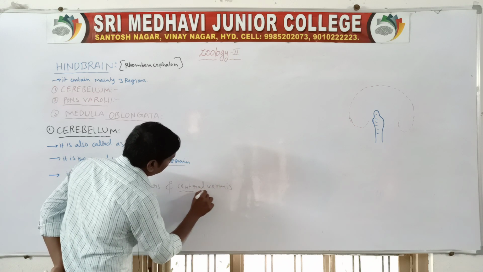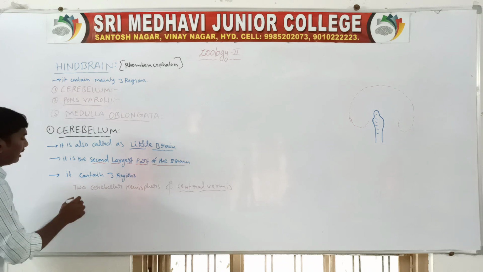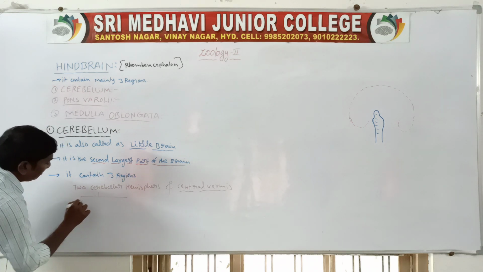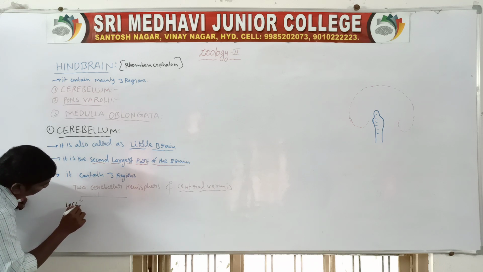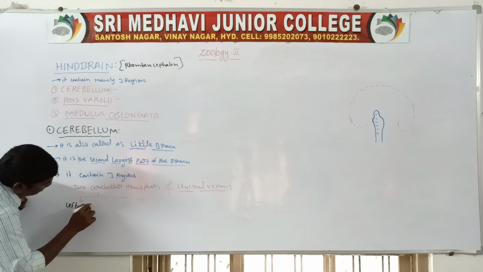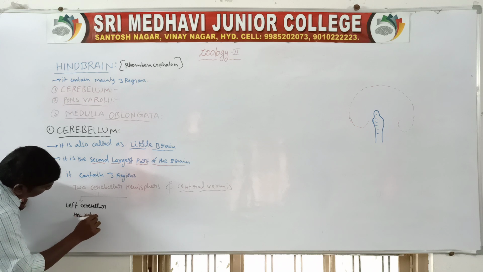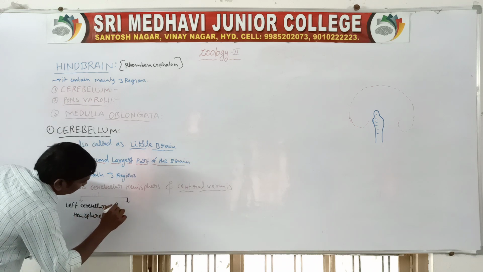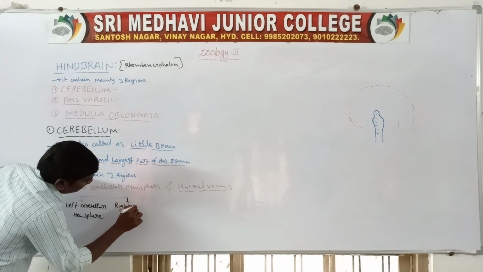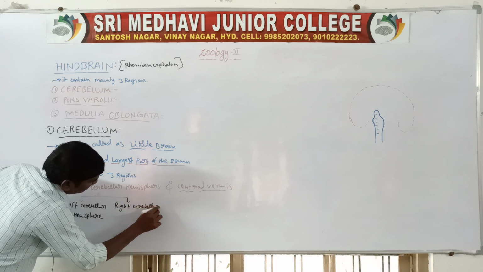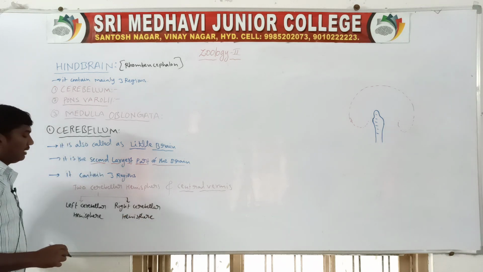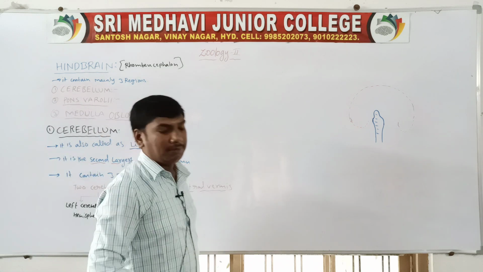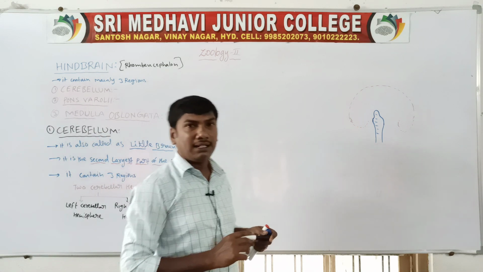Two cerebellar hemispheres means the left cerebellar hemisphere and the right cerebellar hemisphere.